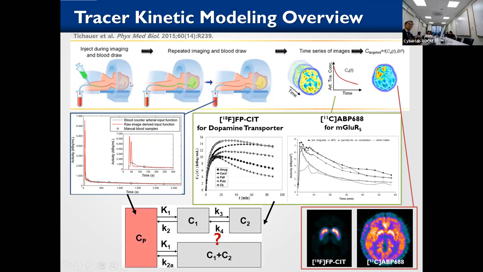First, we measure blood sampling during PET scanning. Then we can make blood time curves that look like this.